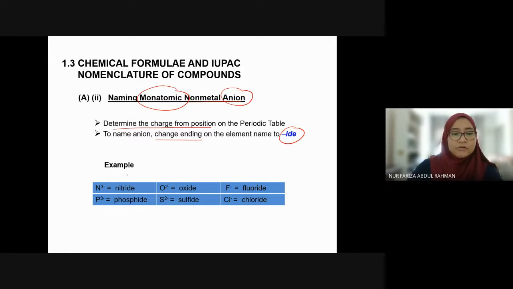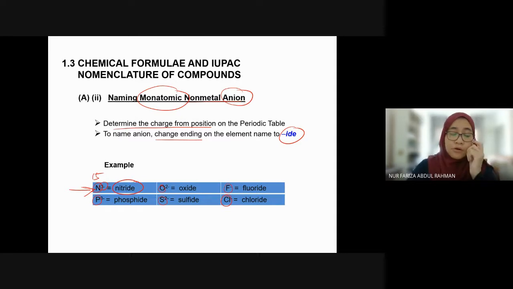We know that nitrogen comes from group 15. In order to become stable in terms of its electron configuration, it needs to accept 3 more electrons, hence the 3 minus. Nitrogen is the base name, so when we change the ending to -ide, it becomes nitride. This is what I meant by monoatomic just now: only one atom is present.